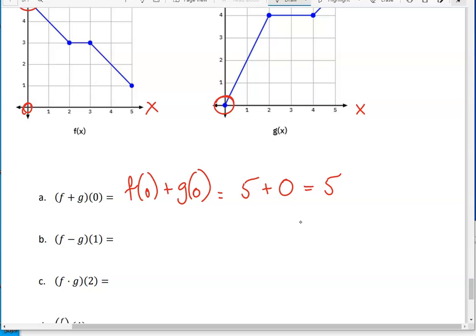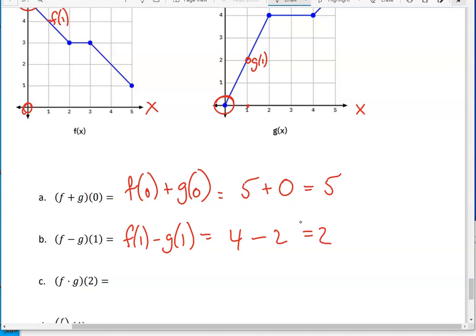F minus g at 1. F of 1 minus g of 1. Automatically put that in your work. And f of 1, when I have a 1 here, this gives me a 4. This is my f of 1. F of 1 is 4. G of 1, here I have my 1. There's my g of 1, is 2. F of 1 minus g of 1 equals 2.